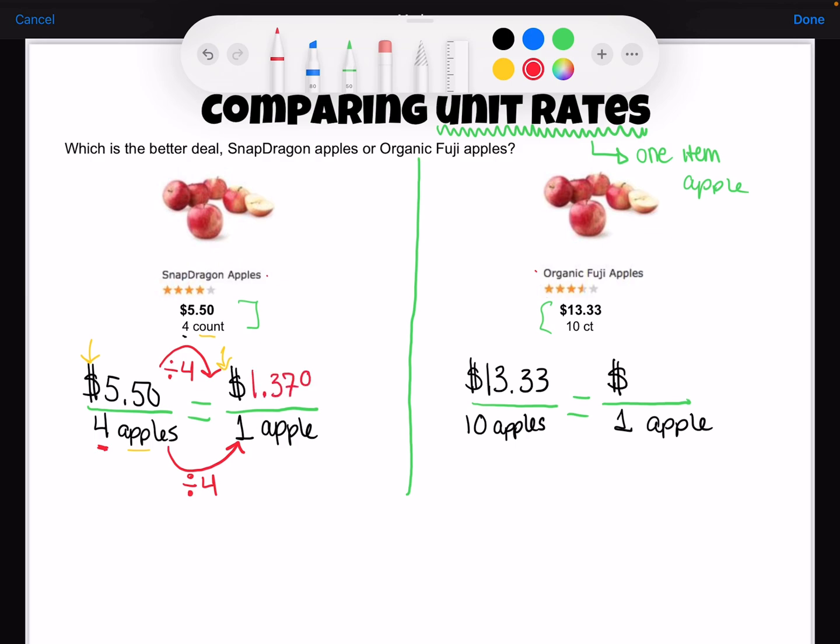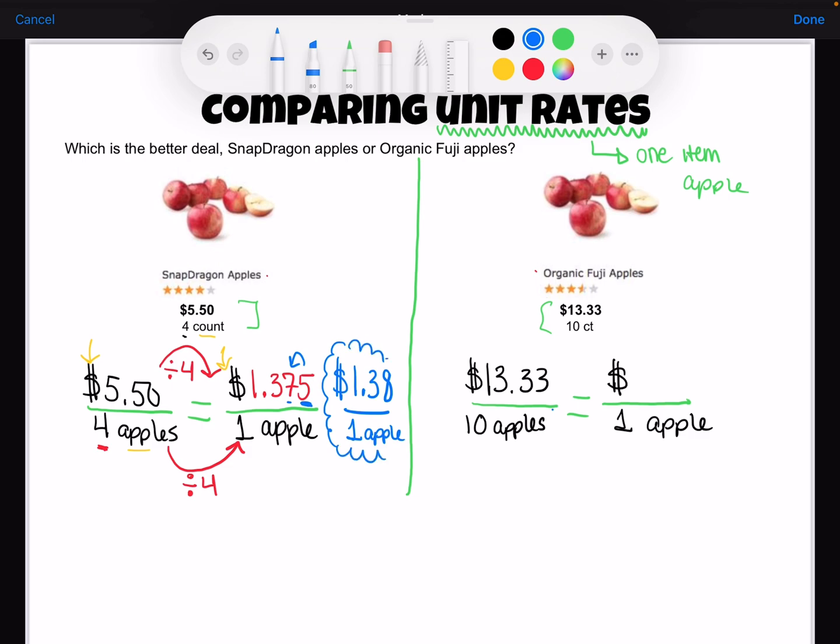1.375. Now, if we are looking at money, we know that money only goes 2 decimal places. You'll never see money to the 1,000th place. So we can actually round this right now to the 100th place. That means 2 decimal points. I see here that this 5 in our 1,000th is going to round up our 7. So our price would actually be $1.38. That 5 rounds the 7 up to an 8 for 1 apple. So I can rewrite that there. That's our unit price of Snapdragons.